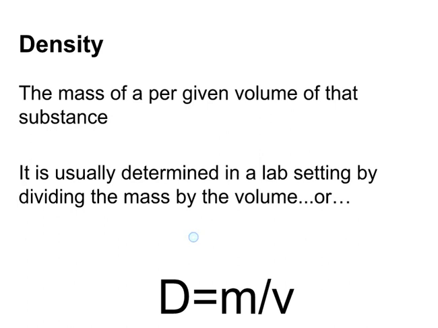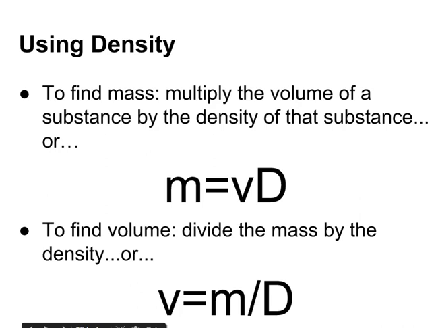All right, so using density. We can use density to find mass by multiplying the volume of a substance by the density of that substance. Obviously density would have to be given, and the volume would have to be given. So here I have three variables, m, v, and d, and you're solving for one of them, but I have to give you the other two. If you're solving for mass, then you would need the volume and the density.